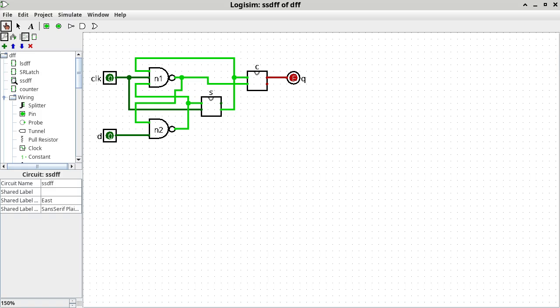So can someone tell me what is the quote unquote default value of the output of an SR latch is supposed to be? There's none. An SR latch does not have a default start value, and therefore it is coded in red because we don't know what it is. We just don't know. Okay? So this is perfectly normal.